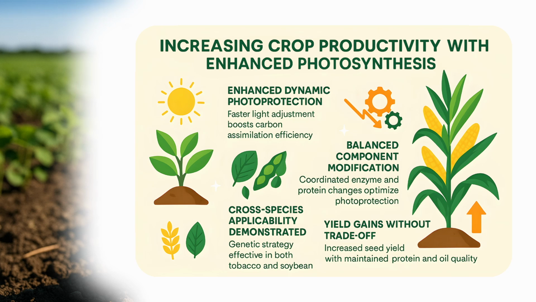Their work confirmed that the approach is transferable across species and functional even in more complex crop systems. Engineered soybeans displayed faster photoprotective recovery and increased photosynthetic efficiency under fluctuating light, consistent with the earlier tobacco results. Crucially, the improved efficiency translated into higher seed yield under field conditions, addressing a key criticism that photosynthetic enhancements might not translate into greater harvestable output.